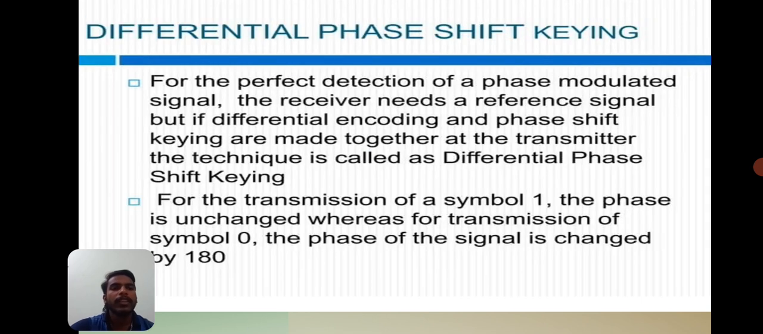Differential phase shift keying. For perfect detection of a phase modulated signal, the receiver needs a reference signal. But if differential encoding and phase shift keying are made together at the transmitter, the technique is called differential phase shift keying. For the transmission of symbol 1, the phase is unchanged, whereas for the transmission of symbol 0, the phase of the signal is changed by 180 degrees.